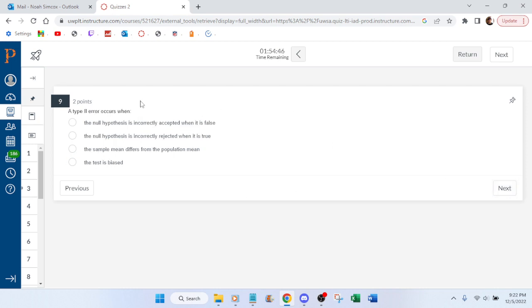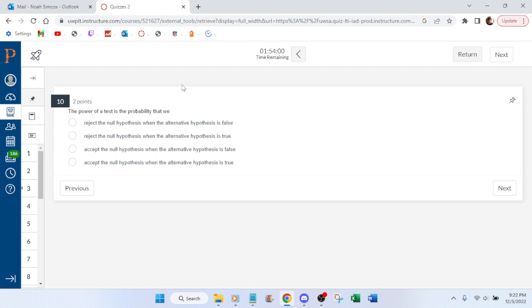Type 2. Oh, I forgot about that. Never mind, I literally have the definition of a type 2 error on my piece of paper. A type 2 error occurs when the null hypothesis is false but is not rejected. So the null hypothesis is incorrectly accepted when it is false.